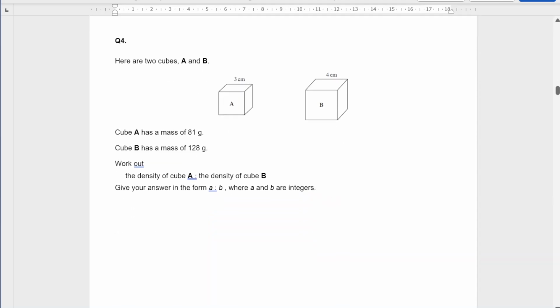Right, question 4. Here are two cubes A and B. Cube A has a mass of 81 kilograms, cube B has a mass of 128 grams. Work out the density of cube A to the density of cube B, giving your answer in the form A to B where A and B are integers. Okay, so for this, density is equal to mass divided by volume. So if we want the density, we need the volume of both of these. The volume of cube A is going to be 3 cubed, and the volume of cube B is going to be equal to 4 to the power 3.